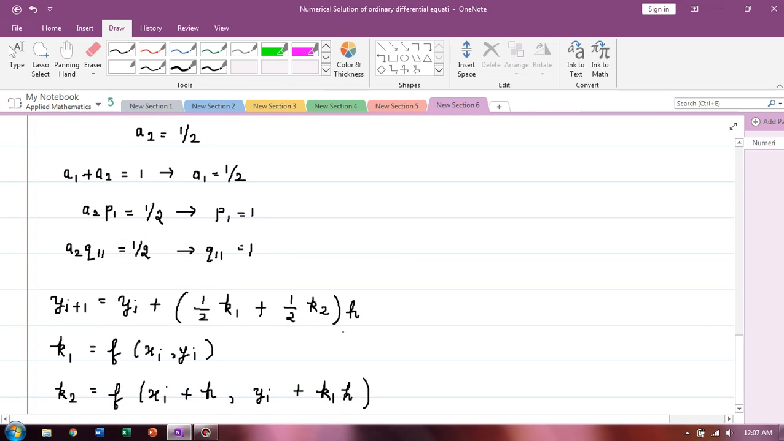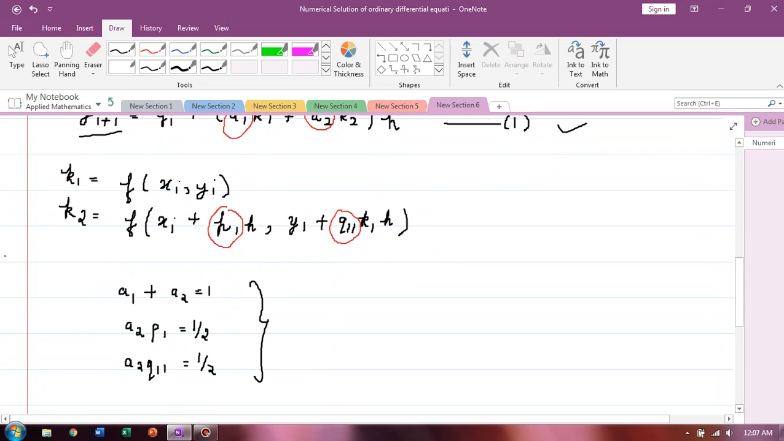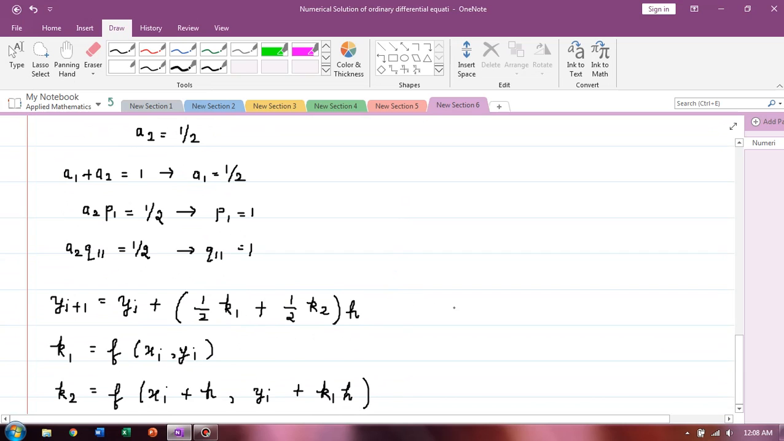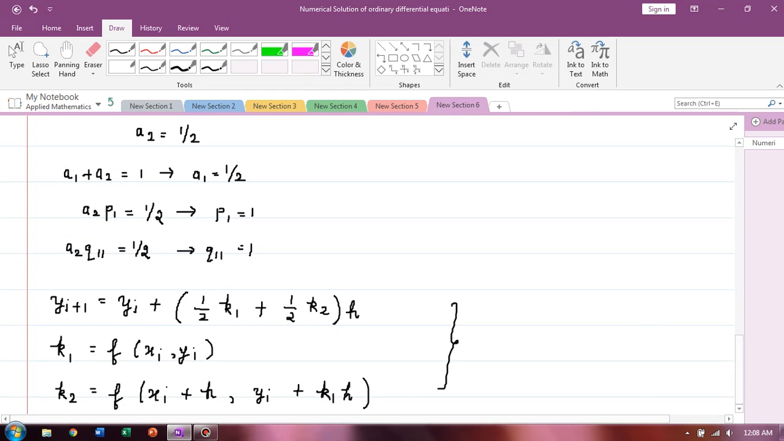उसके बाद you have to change the main equation, that is y of i plus 1 में आपको a1 a2 की वैल्यू पुट करनी है. सिमिलरली k1 एंड k2 में आपको p1 एंड q11 की वैल्यू पुट करनी है. तो आपकी जो चेंज्ड इक्वेशंस आएंगी वो आएंगी ये. ठीक है. सो दिस इज द फर्स्ट मेथड विच इज ह्यूम्स मेथड. ओके. Now our second method is midpoint method.